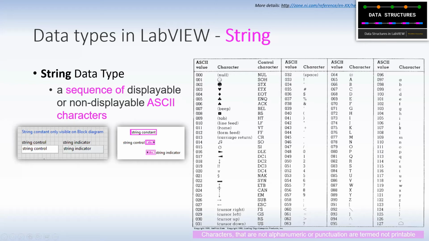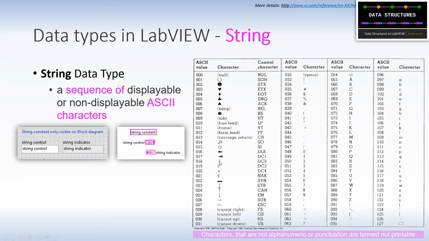So as a string is a sequence of different characters, its length is not fixed. As you go on increasing the number of characters in that text, its size will increase. This is how it looks on a front panel: this is a string control and this is a string indicator. On the block diagram it looks like this: string control with an arrow on the right side, and string indicator with an arrow on the left side.